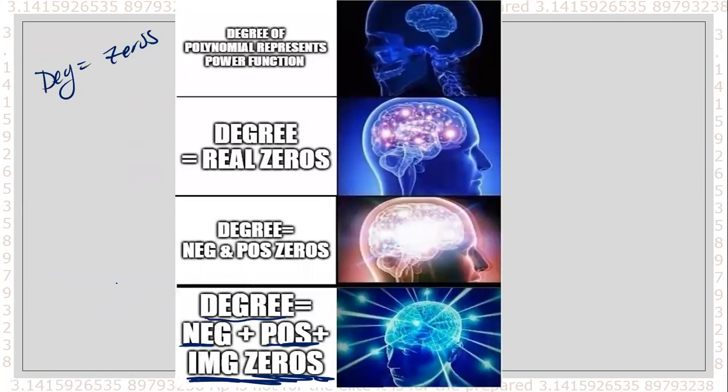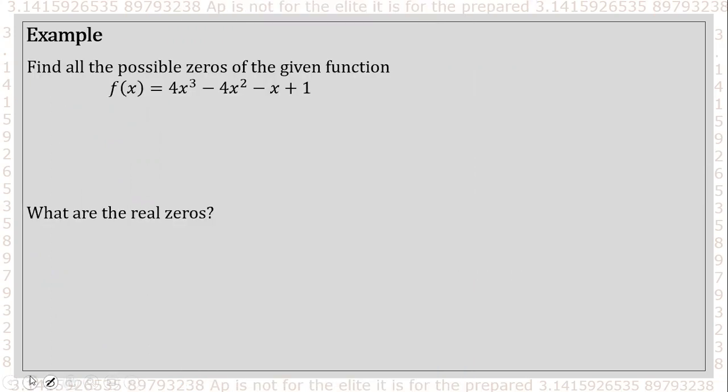I got a meme for you, pretty much summarizing what I just said: that a degree equals a quantity of zeros, whether they are negatives, positives, or imaginaries. So real and non-real.